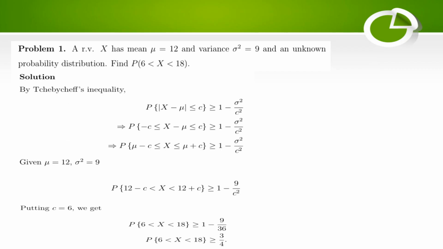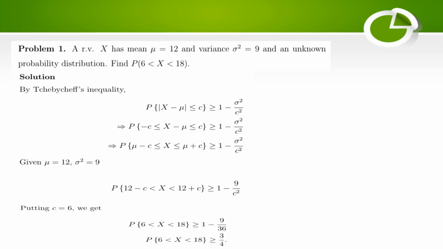Problem 1. A random variable x has mean mu equals 12 and variance sigma square equals 9 and an unknown probability distribution. Find P of 6 less than x less than 18.